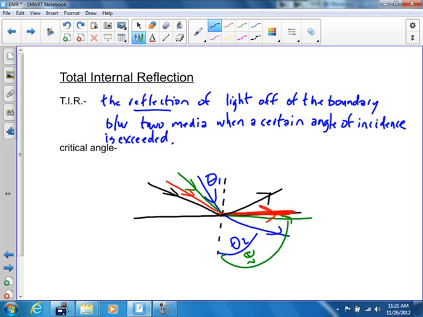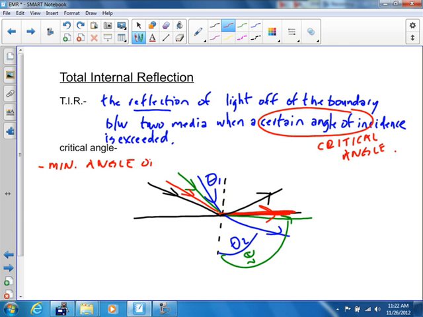It's going to reflect. That's total internal reflection: the reflection of light off of the boundary between two media when a certain angle of incidence is exceeded. That certain angle of incidence we call the critical angle. So the critical angle is the minimum angle of incidence required for total internal reflection to occur.